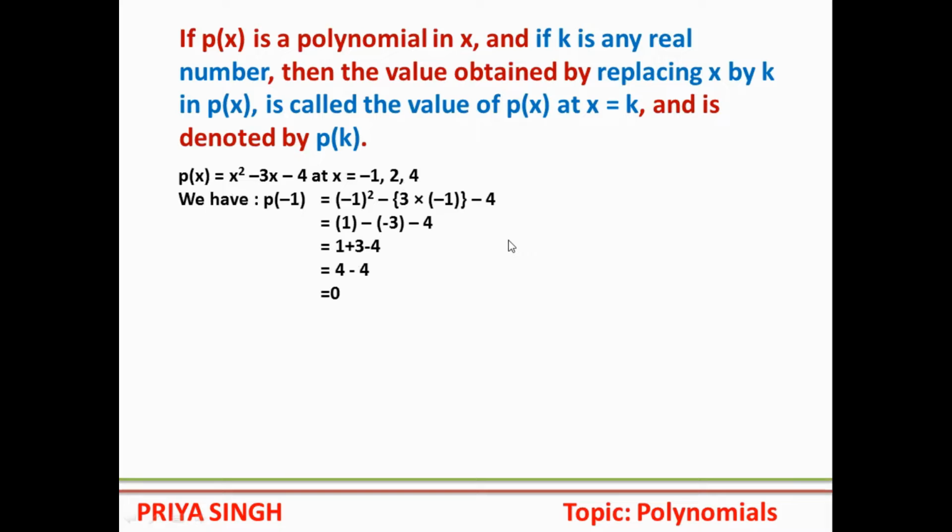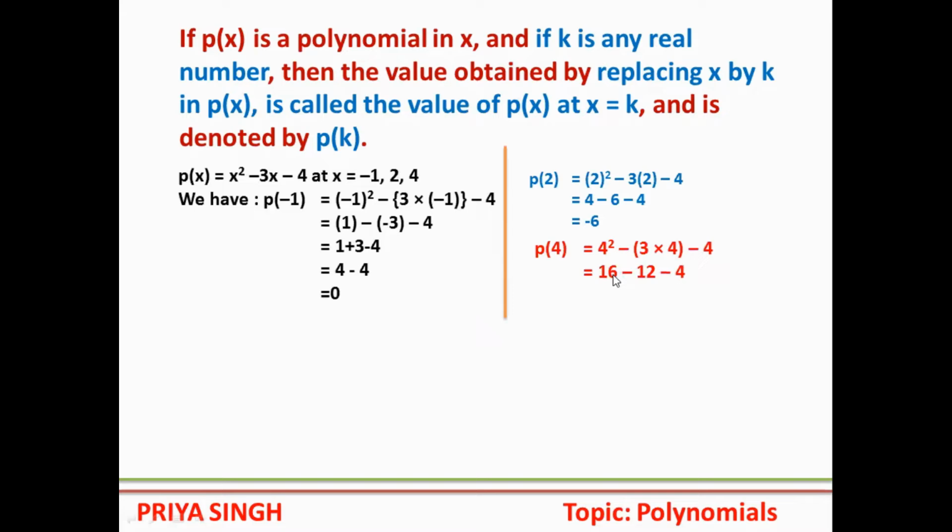Let us try for another one, that is for 2. So p of 2 will be, x is equal to 2. I get 2 square minus 3 into 2 minus 4. That is 4 minus 6 minus 4. 4 got cancelled. I got minus 6. Now let us check for another, that is p of 4. P of 4 is equal to 4 square minus 3 into 4 minus 4. That is 16 minus 12 minus 4. I get 0.